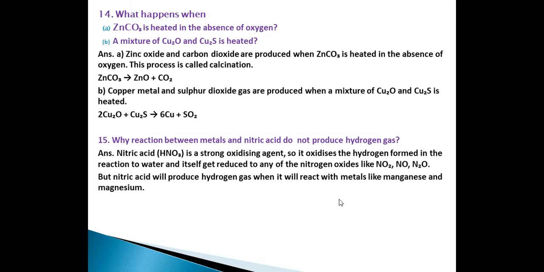We have read 3 cases or 3 examples for corrosion: rusting of iron, green coating on copper, and black coating on silver. Those 3 things you should remember. Also you should read about electrolytic refining of metals. That is also an important topic.